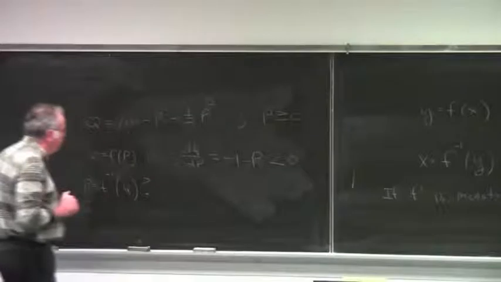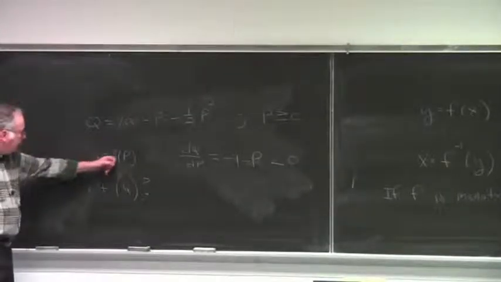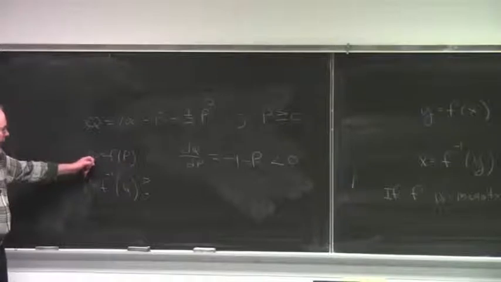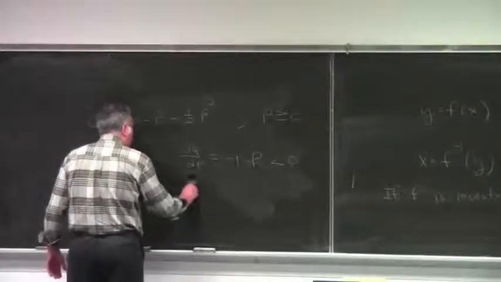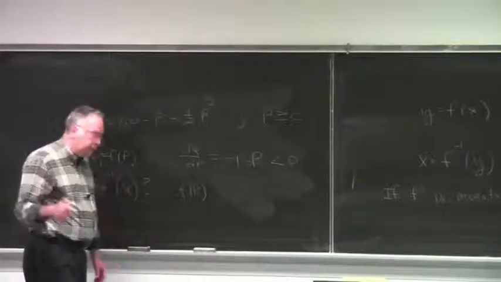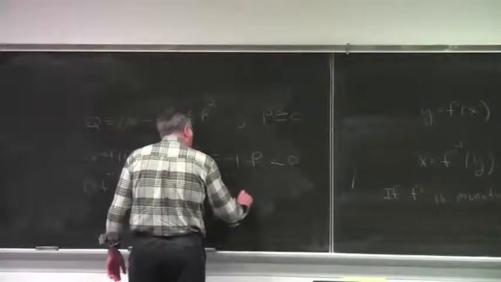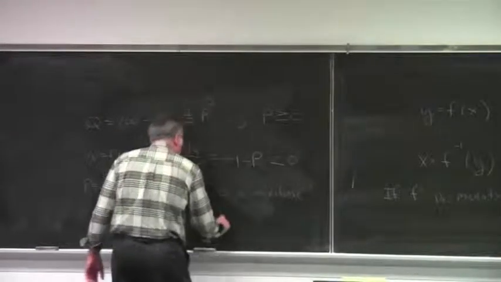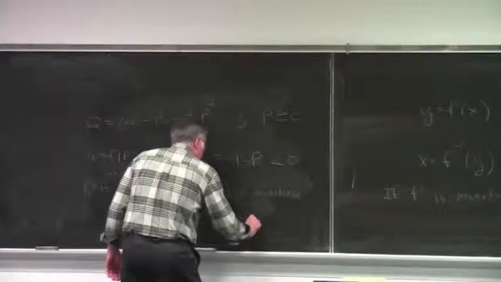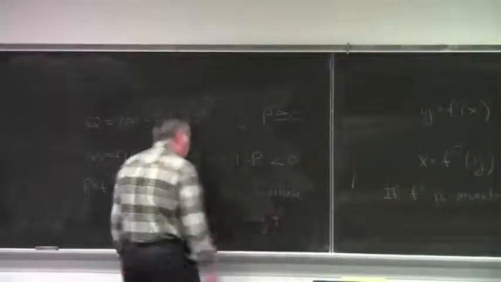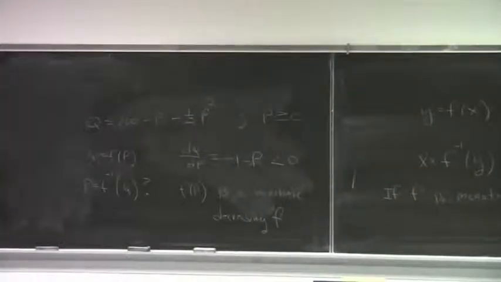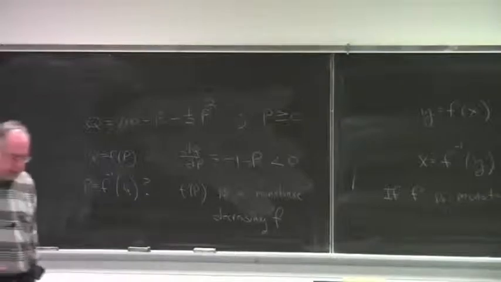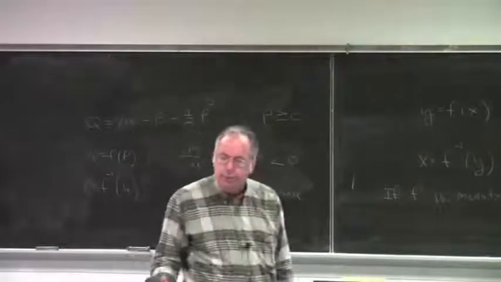So what kind of function is this function right here, David? F of P is what kind of function? Yes, exactly. It is a monotonic decreasing function. So, does the inverse function exist? Yes, because anytime you have a monotonic function, that means the inverse function does exist.